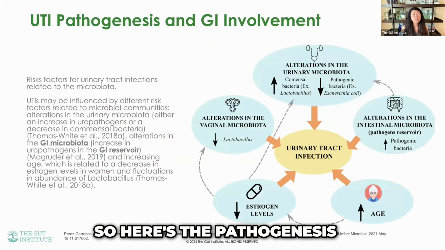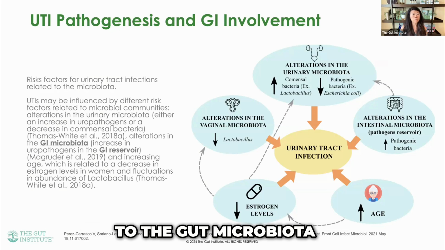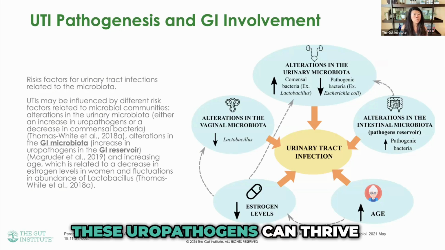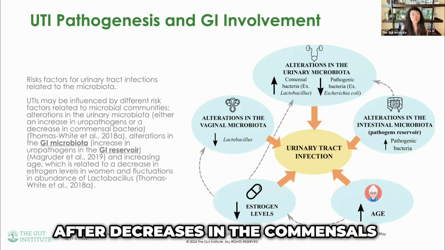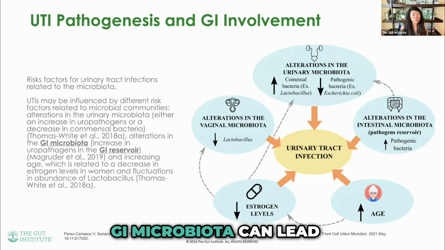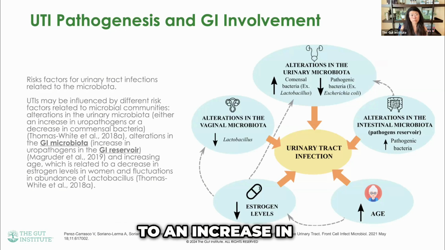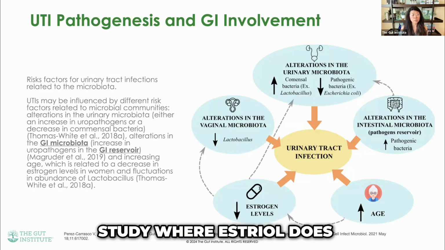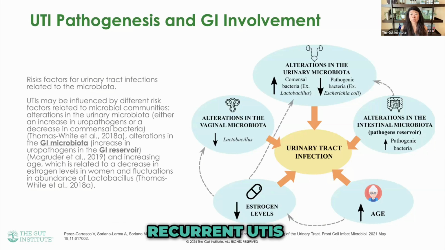So here's the pathogenesis and more about the gut involvement. Risk factors for urinary tract infections are related to the gut microbiota. UTIs can be influenced by different risk factors that are related to the GI tract. These uropathogens can thrive after decreases in the commensals. And alterations in the GI microbiota can lead to an increase in uropathogens in the GI reservoir. These are seen by various researchers. Even estrogen fluctuations, as I went over for BV and candidiasis for women, occur for the bladder as well. I'll show you one study where estriol does rescue and reduce recurrent UTIs.